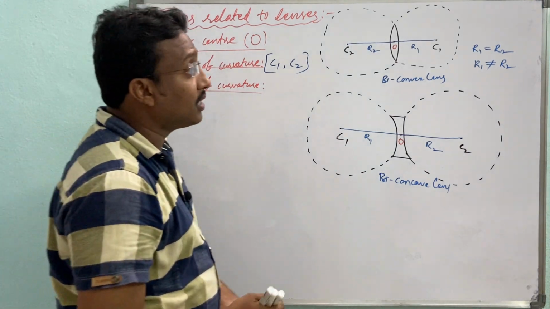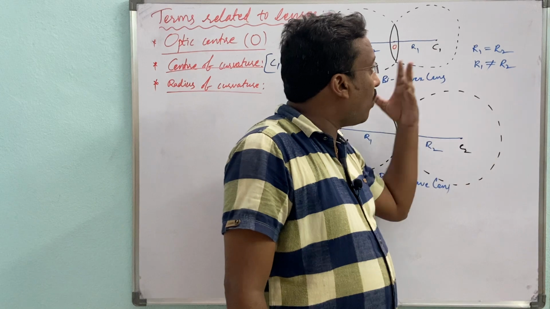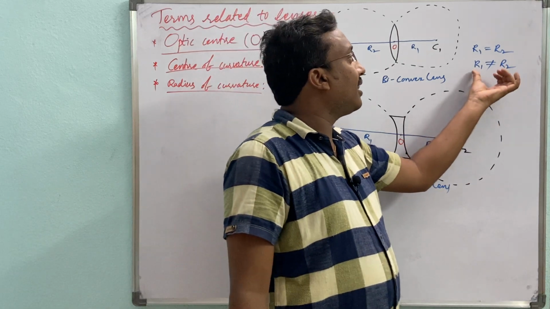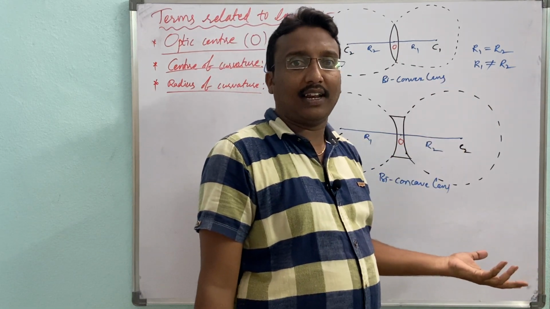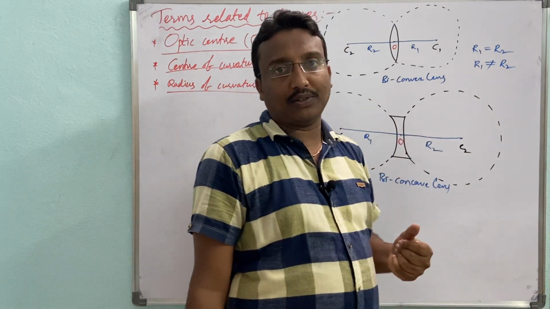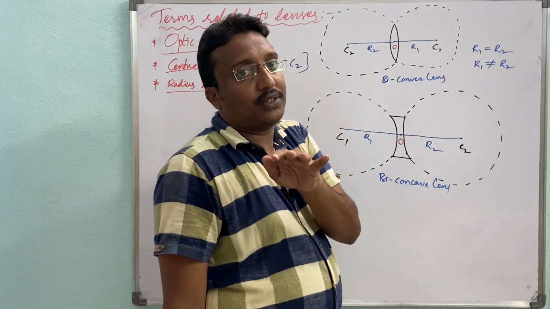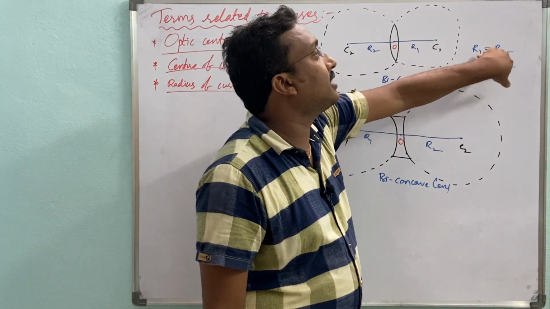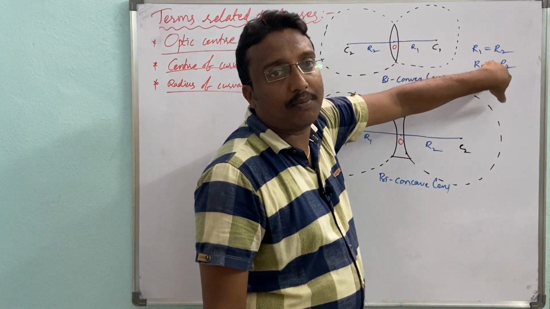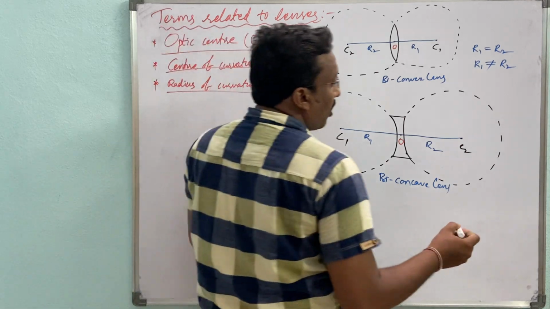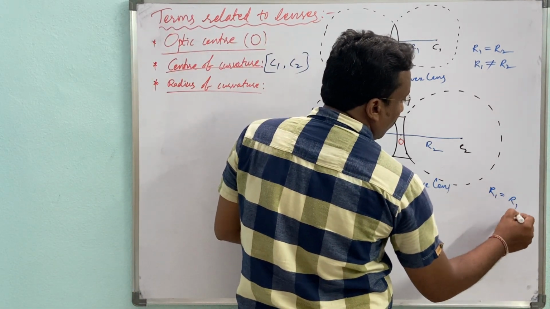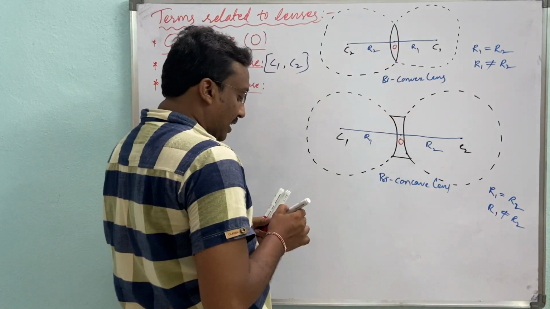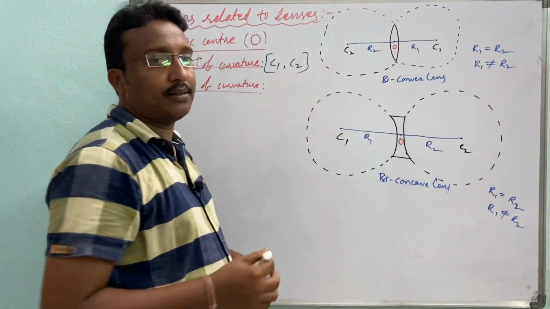Why? Because you will get some problems in the examination. Depending on the problem, in some cases R1 and R2 are different. In the lens maker's formula, they may give different R values, and you may get confused. No confusion. For the convex lens, it may have equal radii of curvature or may not be equal. Not only in convex lenses, in concave lenses also R1 may be equal to R2 or otherwise R1 is not equal to R2, right?